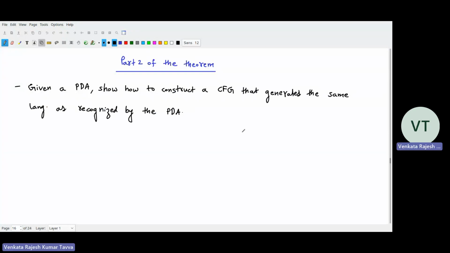Okay, so basically you need to convert PDA to CFG. We need to come up with a generic method for that. So before that, let's try to get the idea with an example.